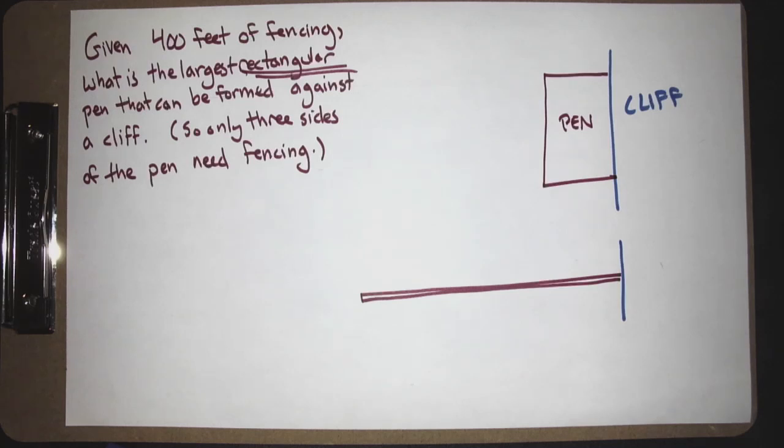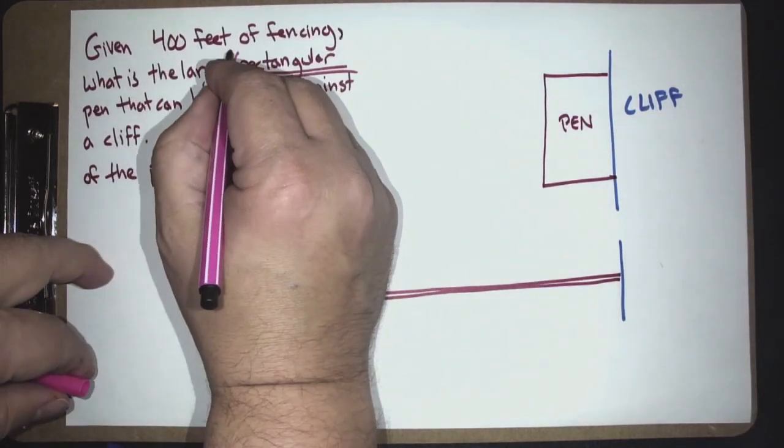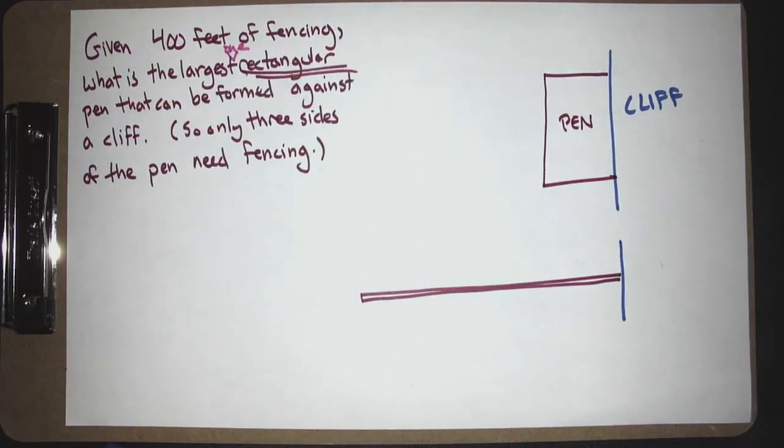So, yes? Can you have more than one pen? What is the largest rectangular pen? Just to be clear, there's only one pen. We're using all the fencing on one pen. And it's a rectangle. It's not a pentagon. It's not an octagon. There's no MMA here. It's just a rectangle. All right. Cool. How are we doing? Now do we understand the problem?